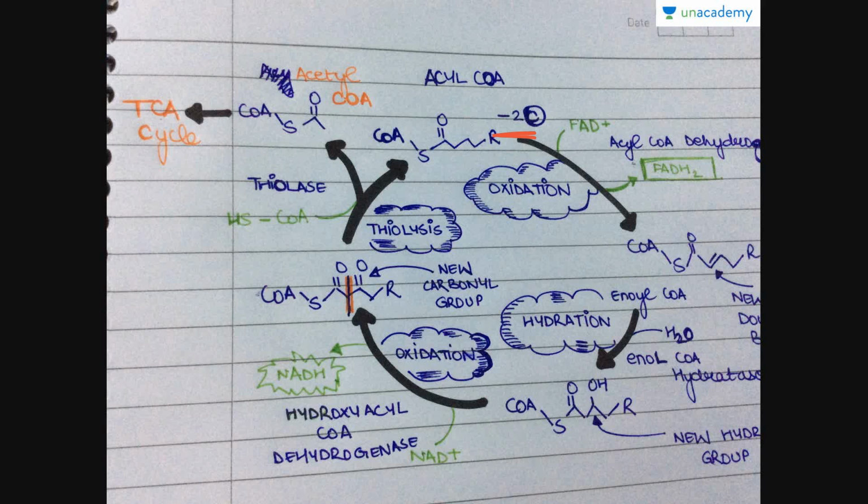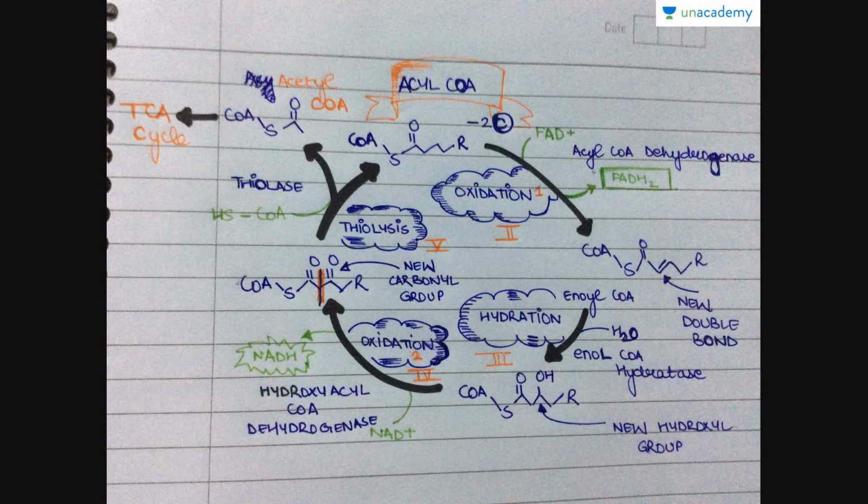So as such, the cycle goes again, and we already have our product acetyl coenzyme A, which is the substrate for the TCA cycle. To sum it up, we've got the first step, which is activation. Then we've got the second step right here, which is oxidation number 1. The third step is, of course, hydration. The fourth step is oxidation number 2, and finally the fifth step, thiolysis.